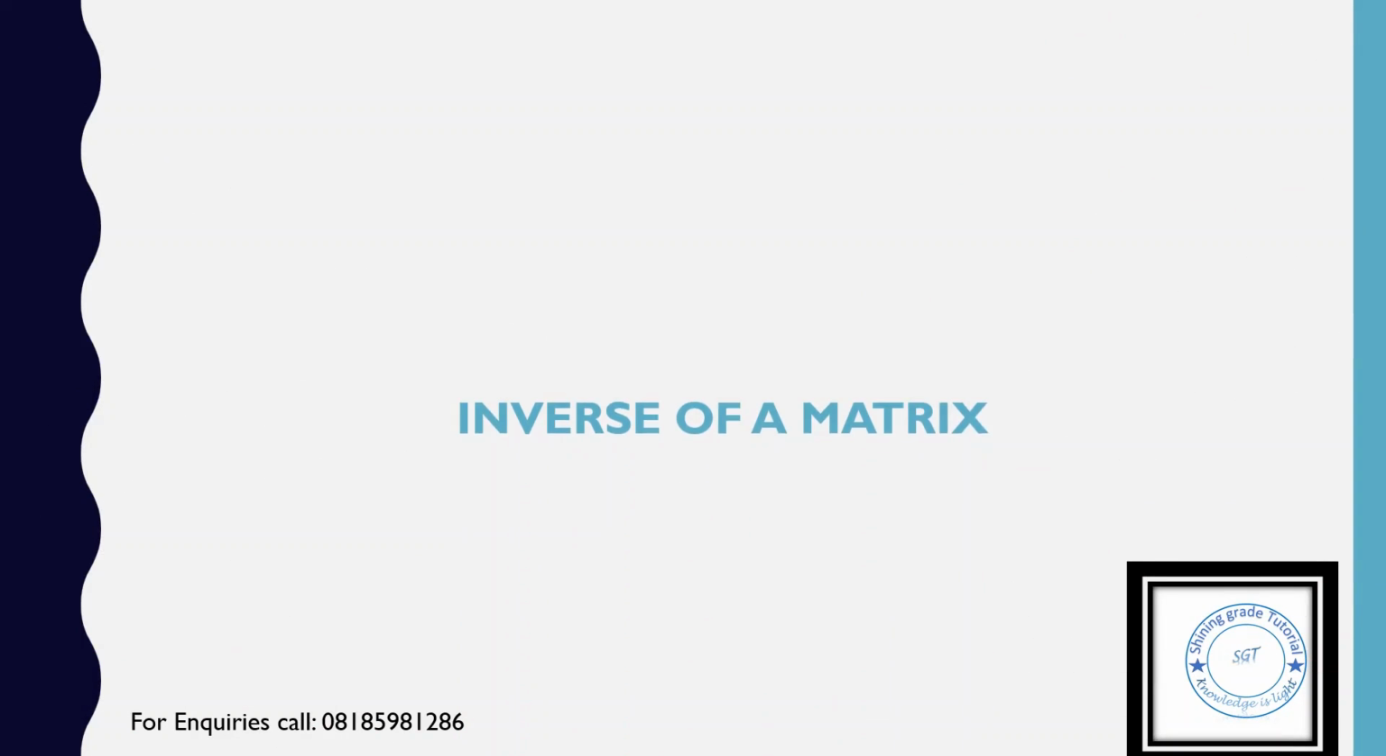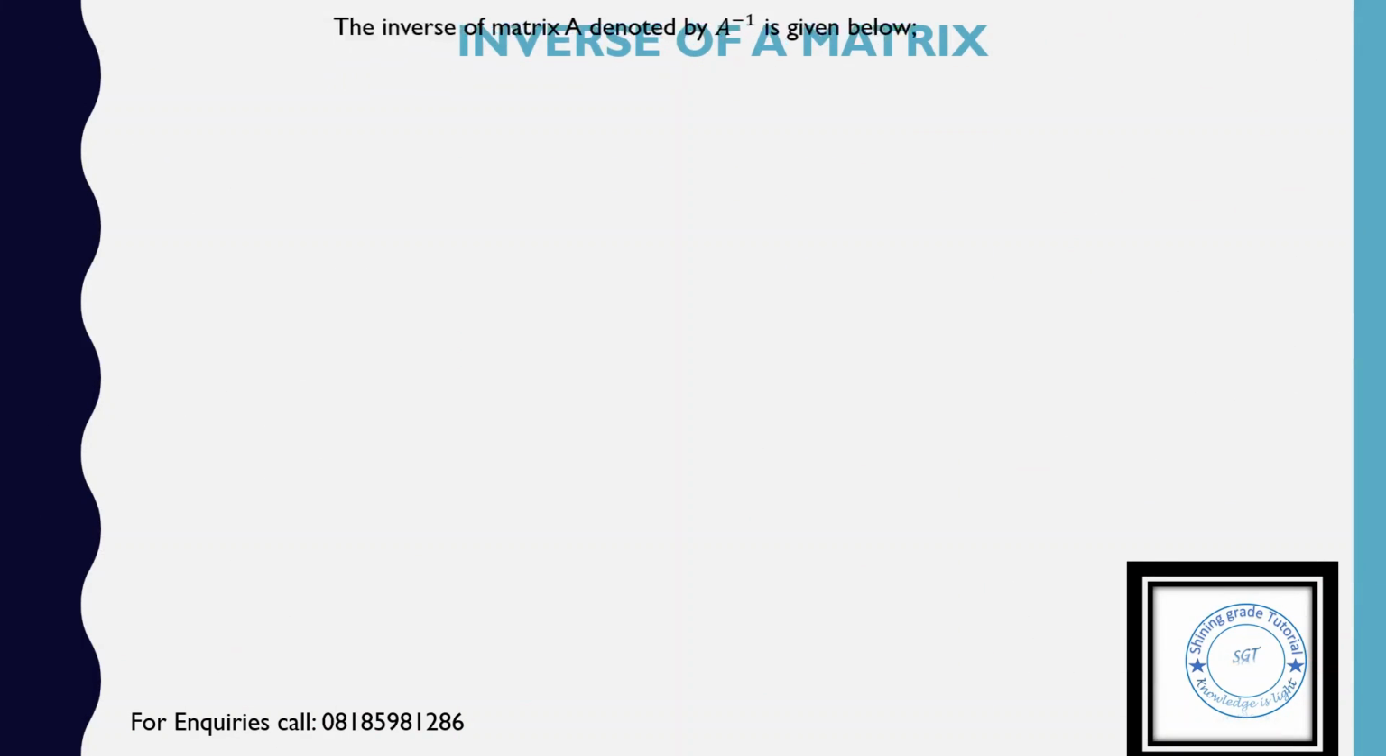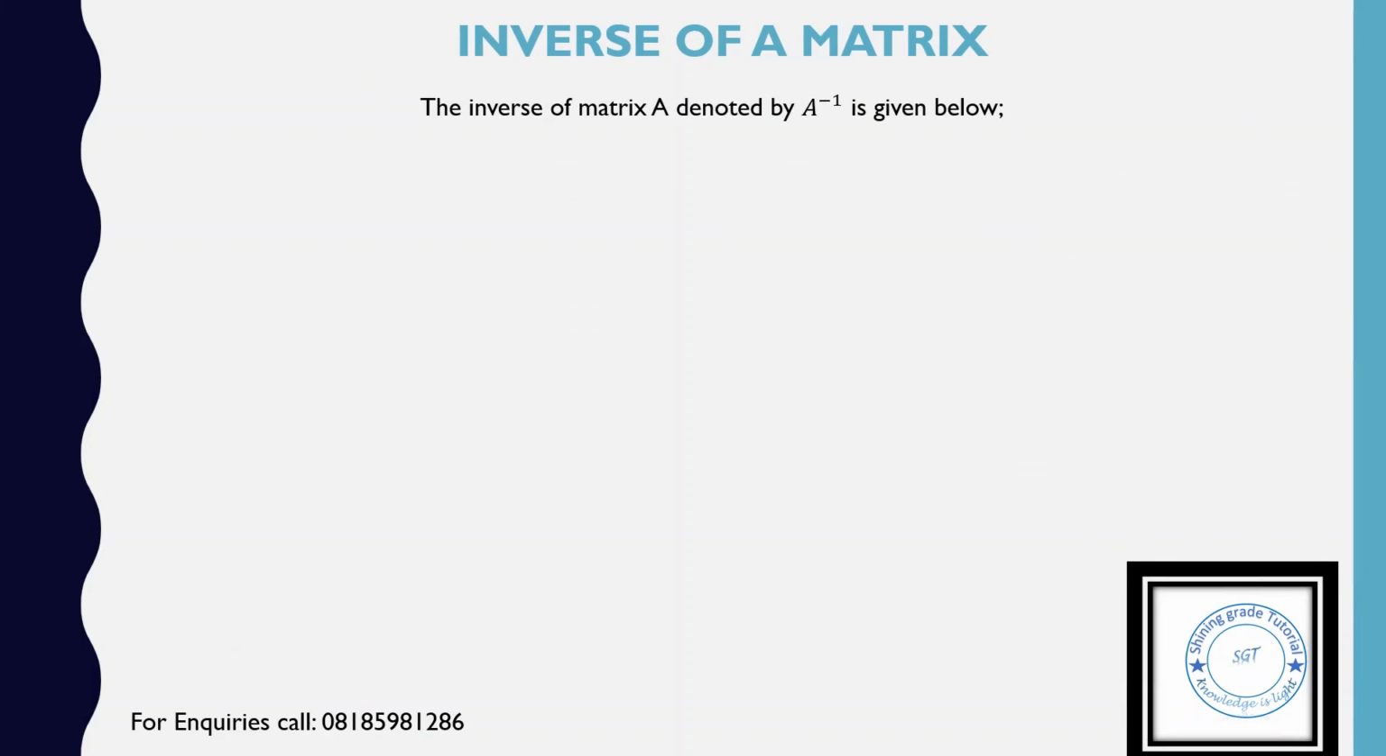Now, the inverse of a matrix. How do we define the inverse of a matrix? The inverse of a matrix A, like the inverse of any number, is A raised to the power minus 1. It is usually defined as follows: the inverse of matrix A is 1 divided by the determinant of A, multiplied by the adjoint of A. We know how to find the adjoint, so once we divide the adjoint by the determinant, we get our inverse.